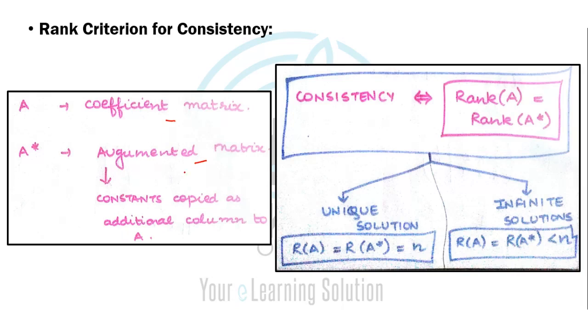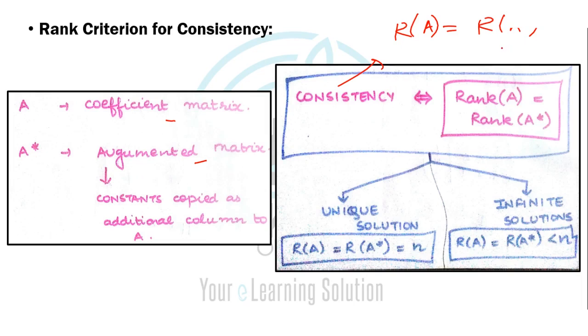So for the rank criterion of consistency, the first thing that you start with is the coefficient matrix and the augmented matrix, which is just the coefficient matrix and the column of vectors attached to it. For consistency, the primary condition is that the rank of the coefficient matrix should be equal to the rank of the augmented matrix. In this case, you would say that the system of equations is consistent.